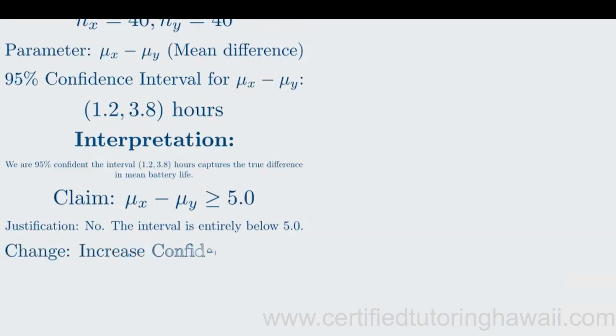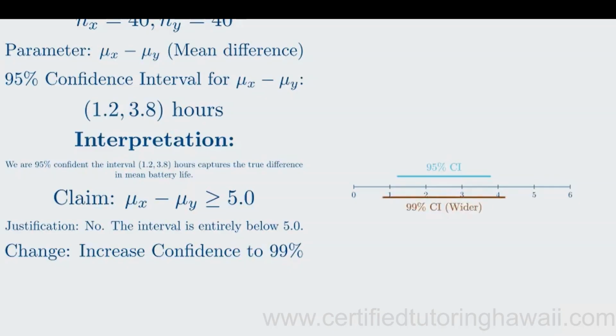Now, what if the reviewer wanted to report the results with 99% confidence instead? How would the interval change? If we increase the confidence level from 95 to 99, we need a larger critical value. This will increase the margin of error, making the interval wider. The interval would expand. It might look something like 0.8 to 4.2. We would be more confident in our capture, but our estimate of the exact difference becomes less precise.